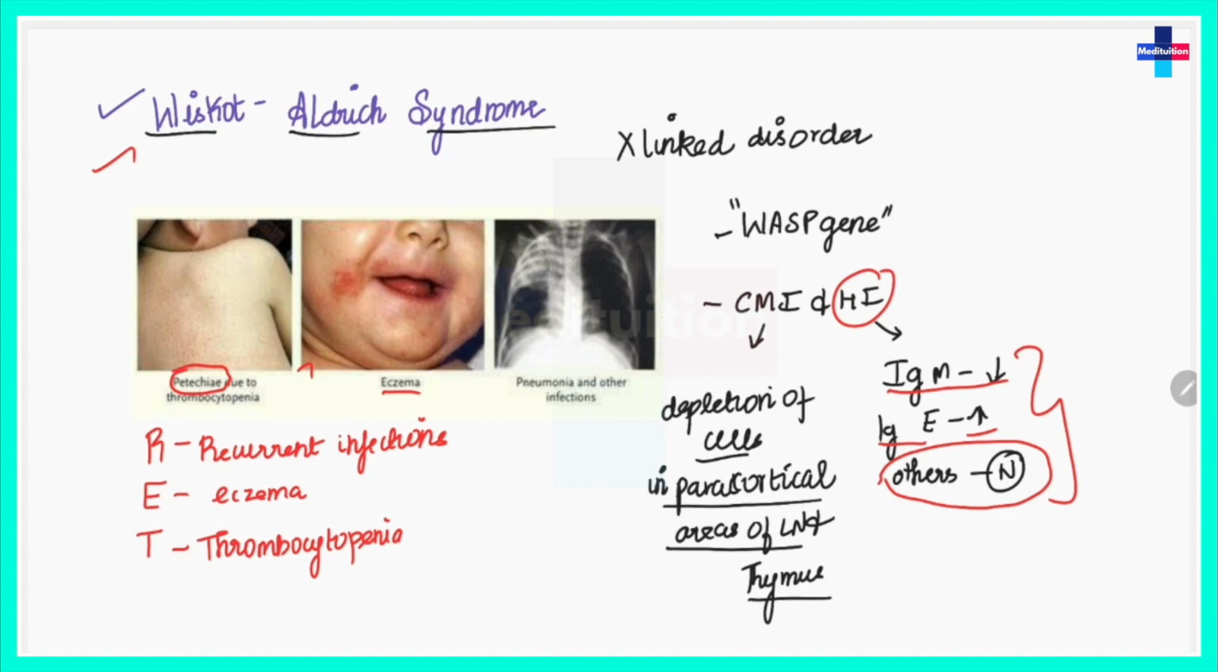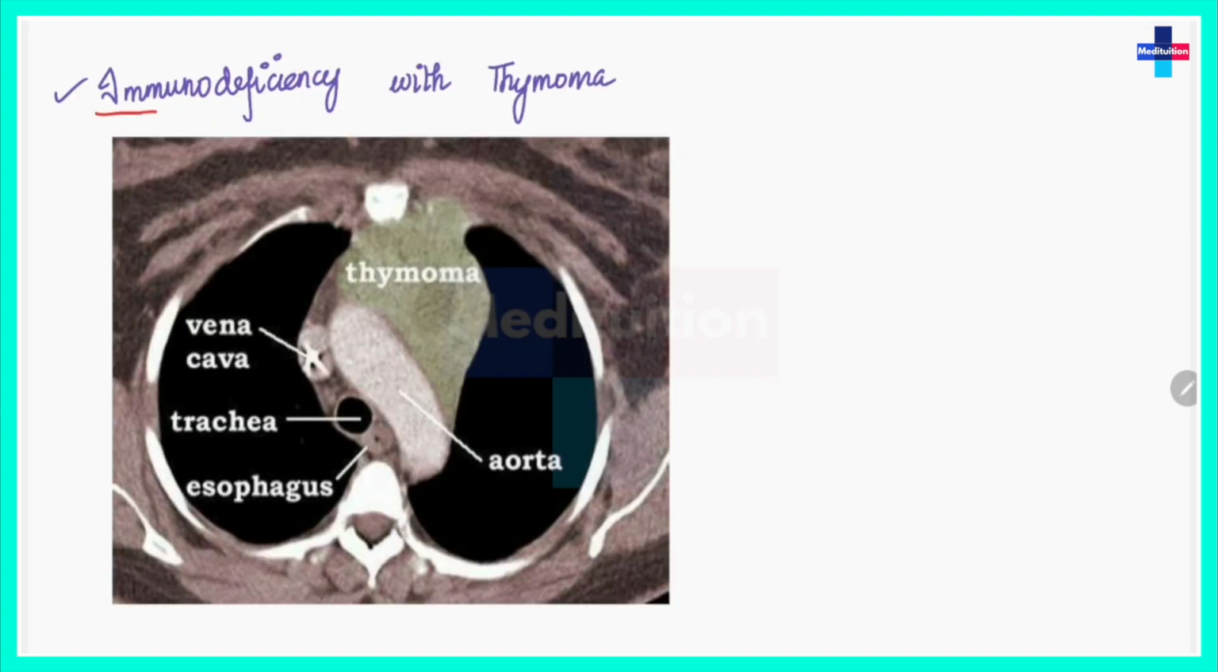So petechiae, nothing but a small red or purple spot. So these are nothing but pinpoint bleeding on the skin. So these features are seen in Wiskott-Aldrich syndrome. So the next disorder is immunodeficiency that is associated with thymoma.